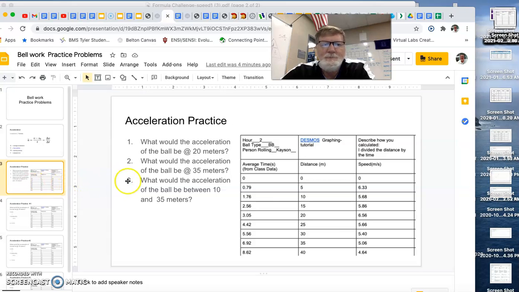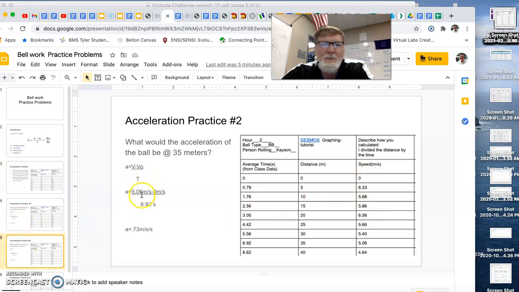Another example. What would the acceleration be of the ball at 35 meters? Down here at 35 meters, we have a velocity of 5.06, and it took 6.92 seconds to reach that velocity. If you start at 0, that would be your time, and 0 speed. So to solve this one, we would do 5.06 minus 0 divided by 6.92, and you would get 0.73 meters per second. Those are pretty straightforward when you have starting or initial velocities of 0 and time of 0.